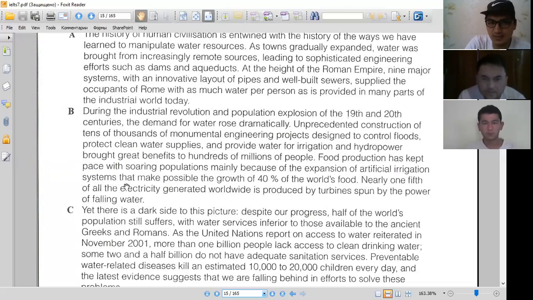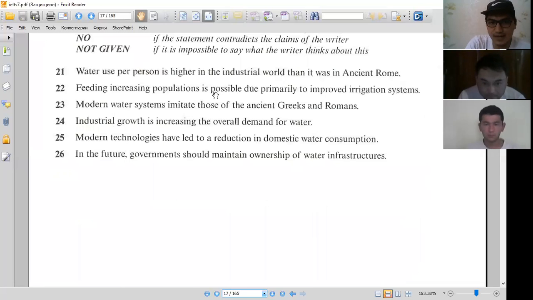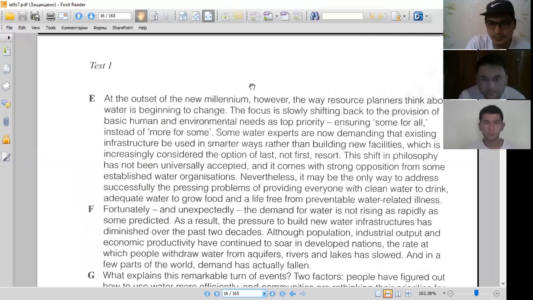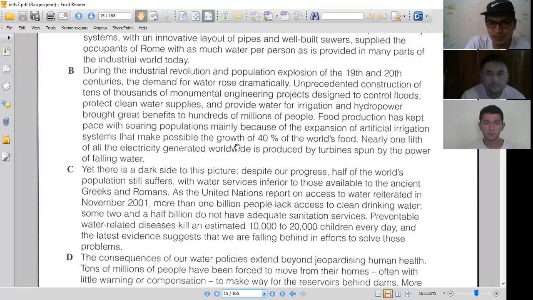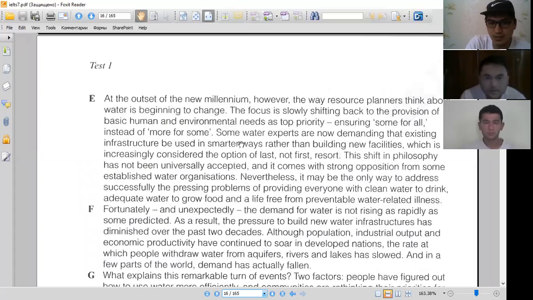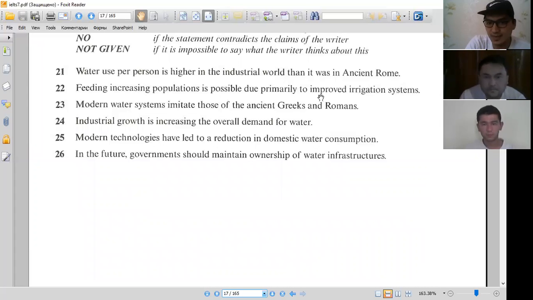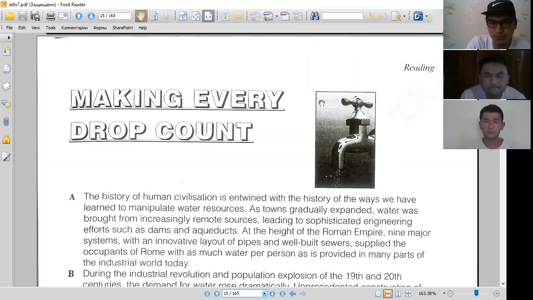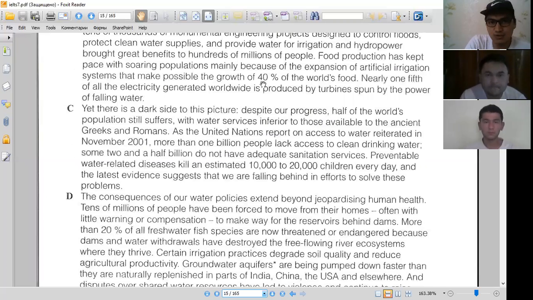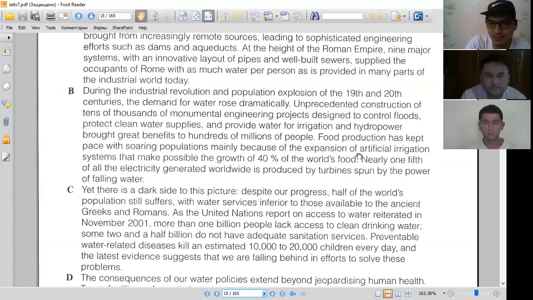Irrigation systems we have. Possible. Do we have possible here? Yes. Possible here. Due. Possible. So growth. Growth. We have growth improved, right? Yes. Look, it lines up exactly like that, it's clearly visible. Of the world's food. So what is this statement? It's True. The meaning is exactly the same.